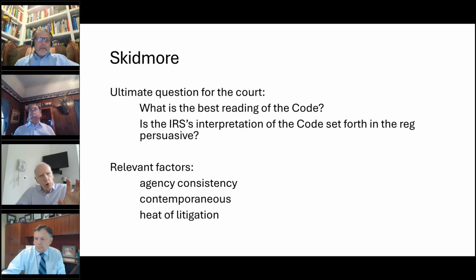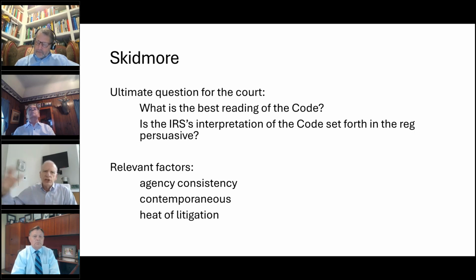Okay, so here's how Skidmore works, all right? The ultimate question for the court to decide is what is the best reading of the code? The court reads the code section and construes it to determine what it thinks is the best reading. Now notice, under Chevron, the court could have said, hey, we think the best reading is for the taxpayer, but that was irrelevant because as long as the IRS had a reasonable reading, even though the court thought the best reading was for the taxpayer, the court would defer to the IRS's reading, okay?